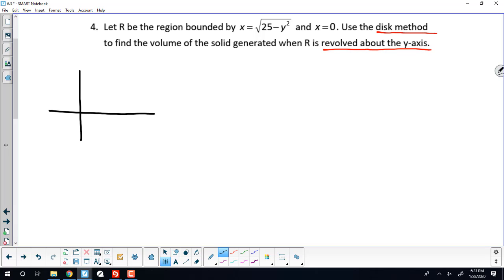Now, this is a part of our circle, right? Because this is really x squared plus y squared equals 25. So there's a circle of radius 5, but it's the values for when x is positive. We start off here, with this right here being our x equals root 25 minus y squared, and x equals 0, of course, is this. So we want all of this. We're going to take this entire thing and rotate it around this axis.